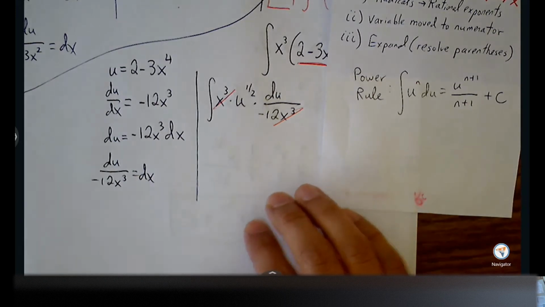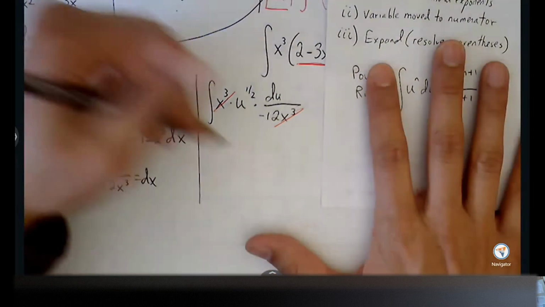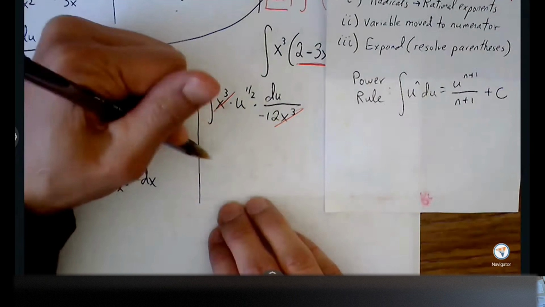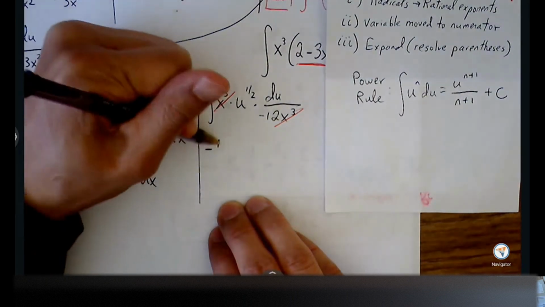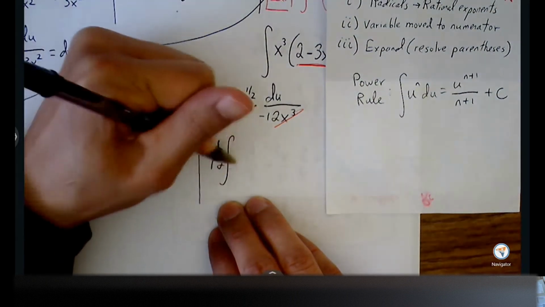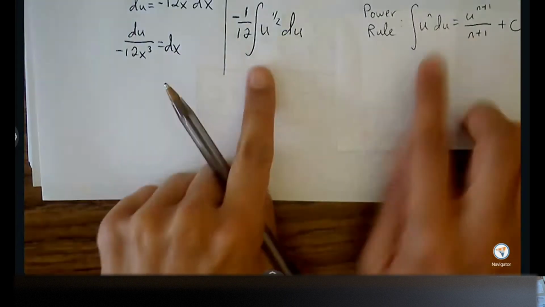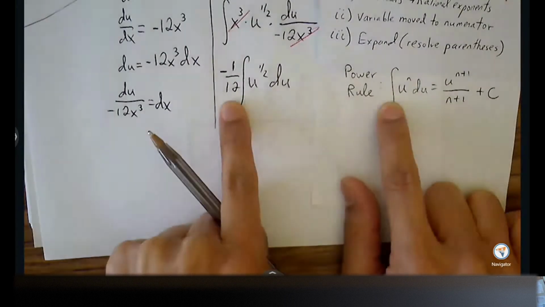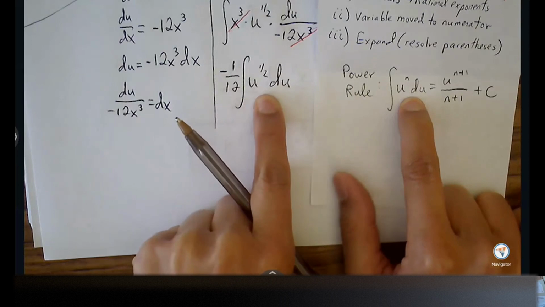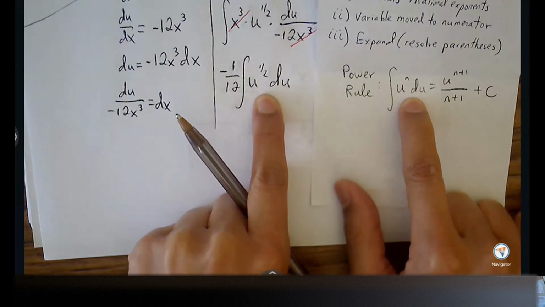So, does it come up? Negative 1 over 12. Yeah. So now this is clean, right? See how clean that is? Once I get past the coefficient, it's matching perfectly with power rule. So now I can do power rule.